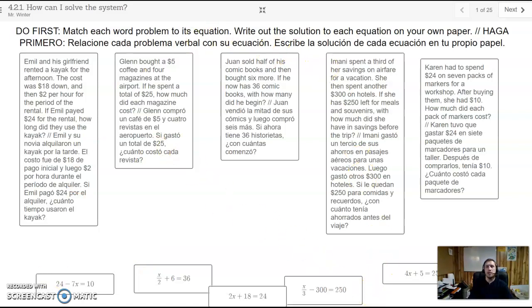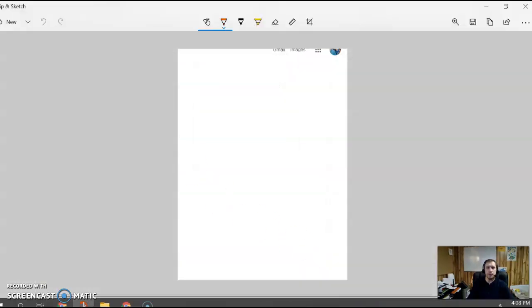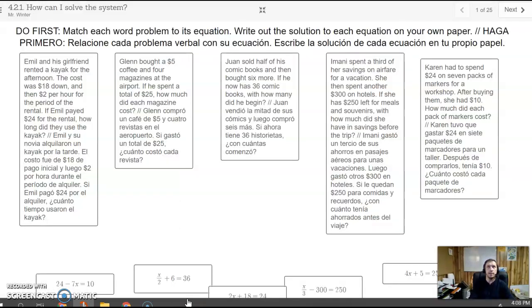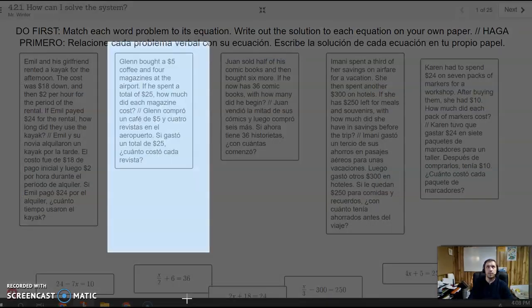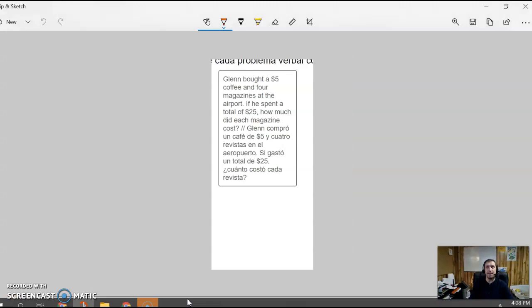Glenn bought a $5 coffee and 4 magazines at the airport. If he spent a total of $25, how much did each magazine cost? What we're trying to answer is how much did each magazine cost. I'm just going to guess that each magazine cost $10. Again, the guess doesn't matter, just try it out.